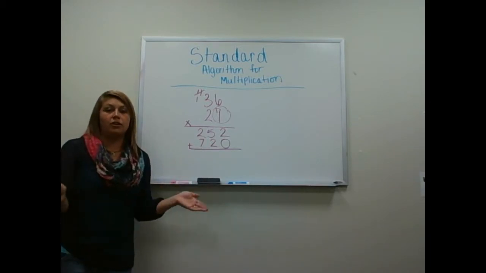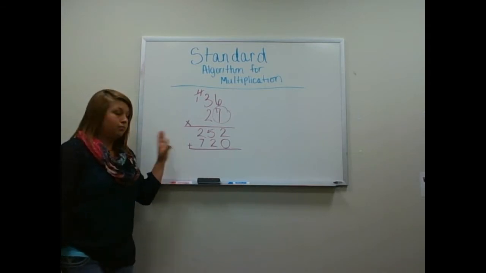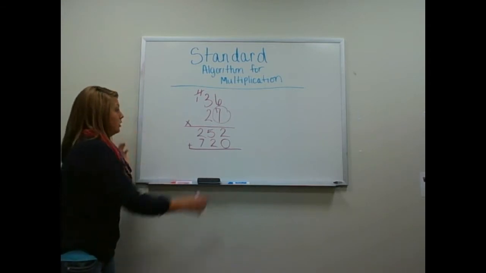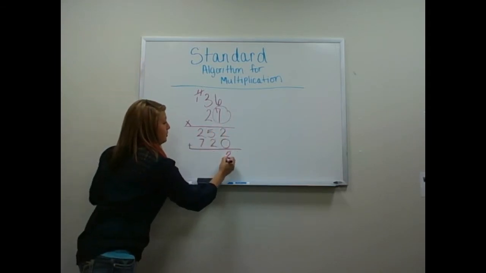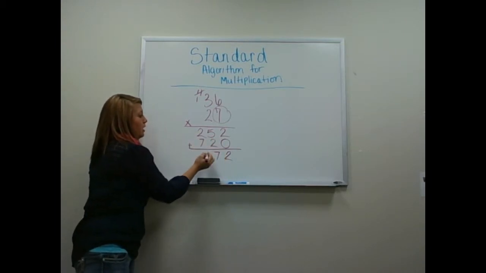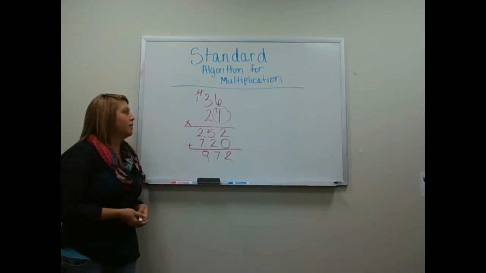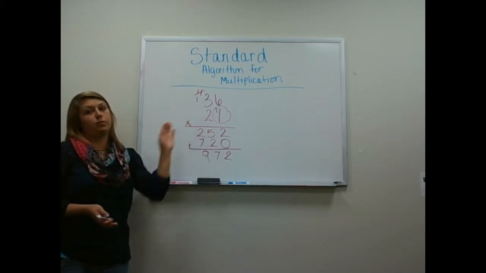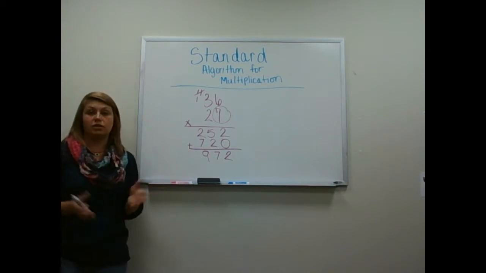I sent home calculators for you to check your work, but I need to see on your homework that you did this part. So, next I do addition. 2 plus 0 equals 2. 5 plus 2 equals 7. 2 plus 7 equals 9. 972 is my answer using the standard algorithm for multiplication. Now, I checked this with my calculator and it was correct.